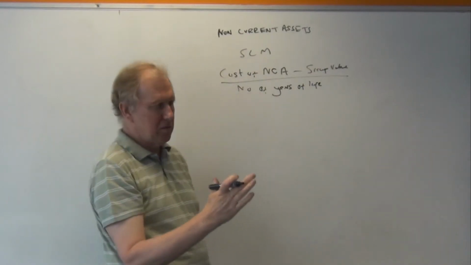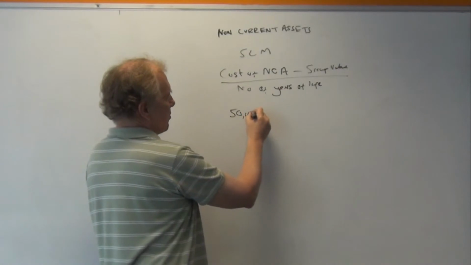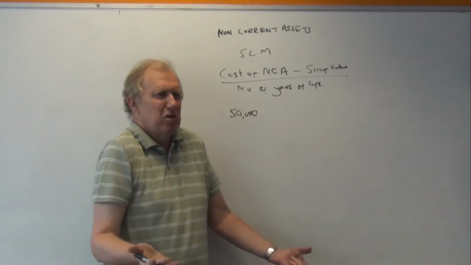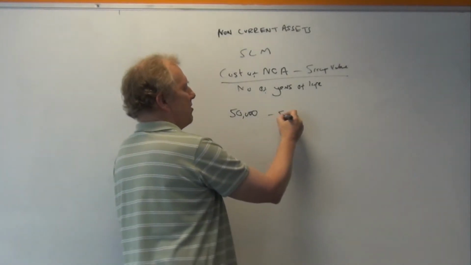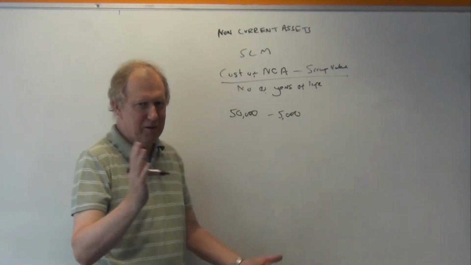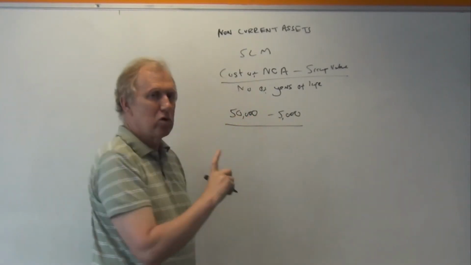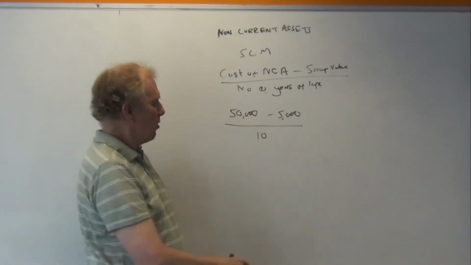Economic life, to be fair. So let's say that I bought my van for £50,000. I think, I'm just making it up, that it's going to be worth £5,000 at the end of its economic life. It must have gold in there somewhere for that price, but there we go. And I think I'm going to keep that for 10 years. So I do my little calculation.